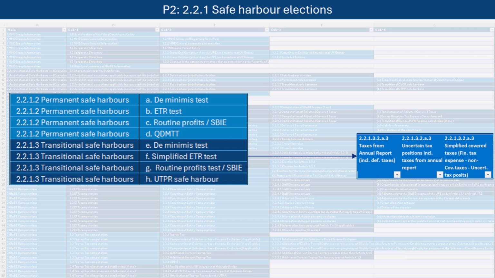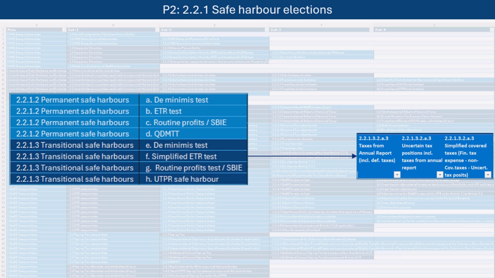You need to add back any deferred taxes which are not in the commercial accounts already, and you need to take out any uncertain tax positions both with regard to current tax and the deferred tax, and that will give you something called the simplified covered taxes, right? And if you divide the simplified covered taxes by the EBT in the CbCR, you will get your effective transitional safe harbor tax rate.